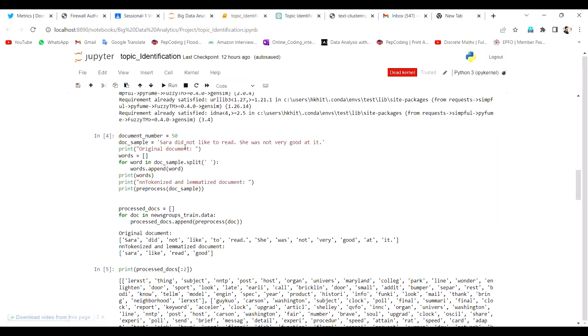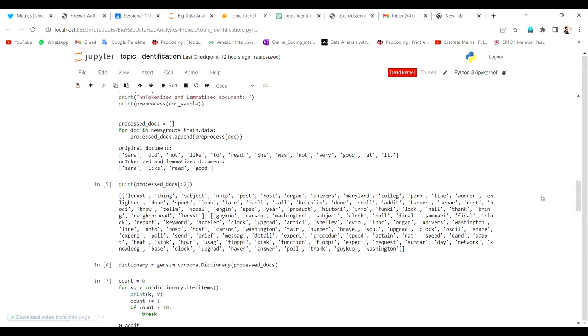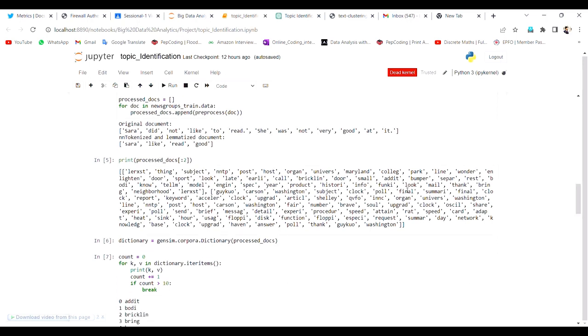So after performing the lemmatization and pre-processing, the words that we would be having are Sara, like, read, and good. After that, we iterate and do the same pre-processing and lemmatization on all the documents. We are printing the corresponding pre-processed data for the two documents. So these are the output of the first two documents.